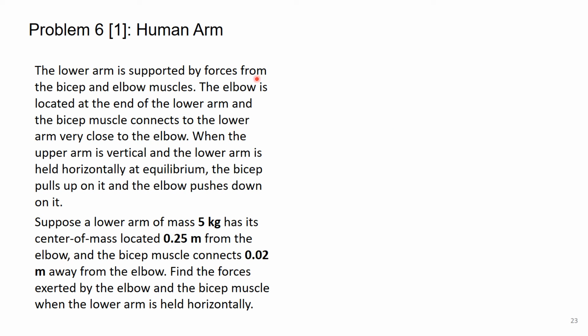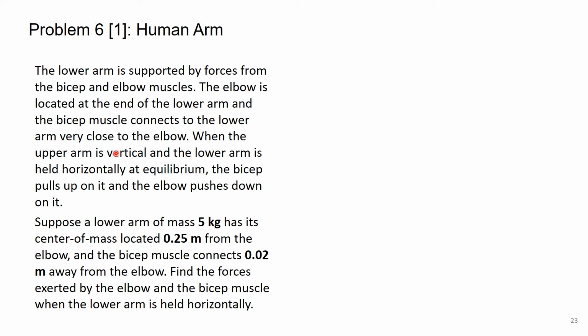All right, problem 6. Let's look at the human arm. Okay, so we have the upper arm and the lower arm, and suppose the lower arm is supported by forces from the bicep and the elbow muscles. So there are two muscles that connect the upper and the lower arm. Okay, and the elbow is located at the end of the lower arm, and the bicep muscle connects very close to the elbow. Not exactly at the elbow, but pretty close.